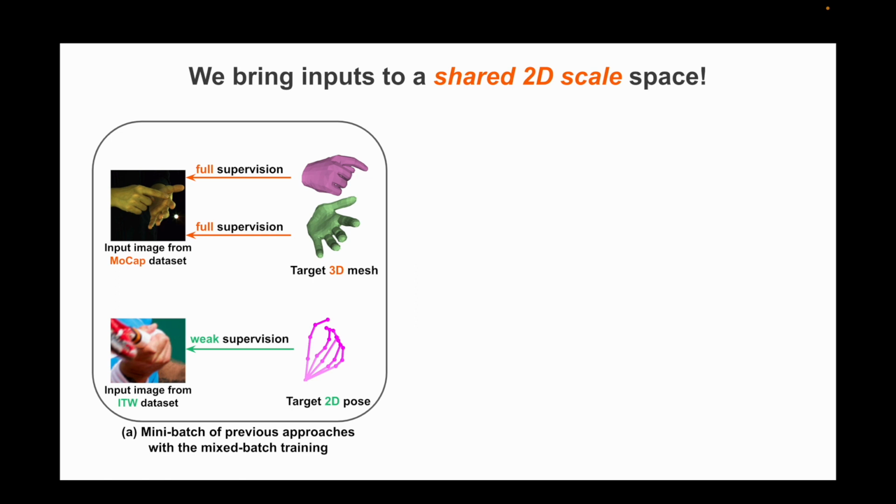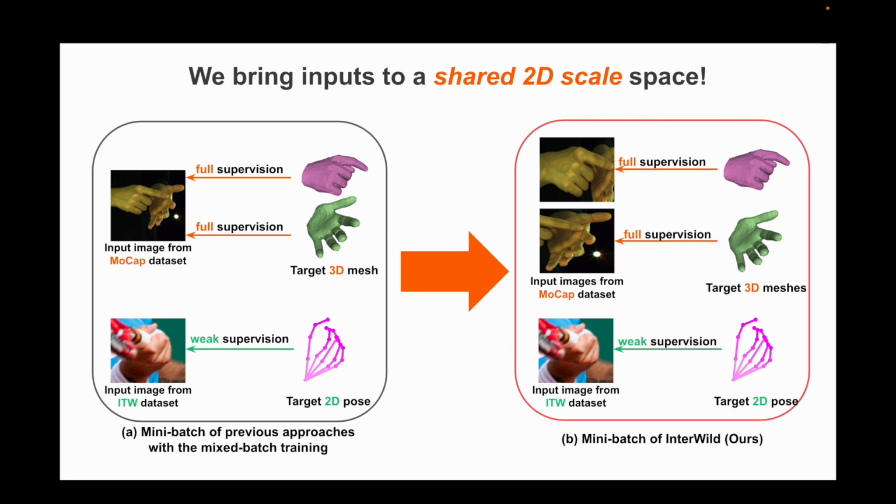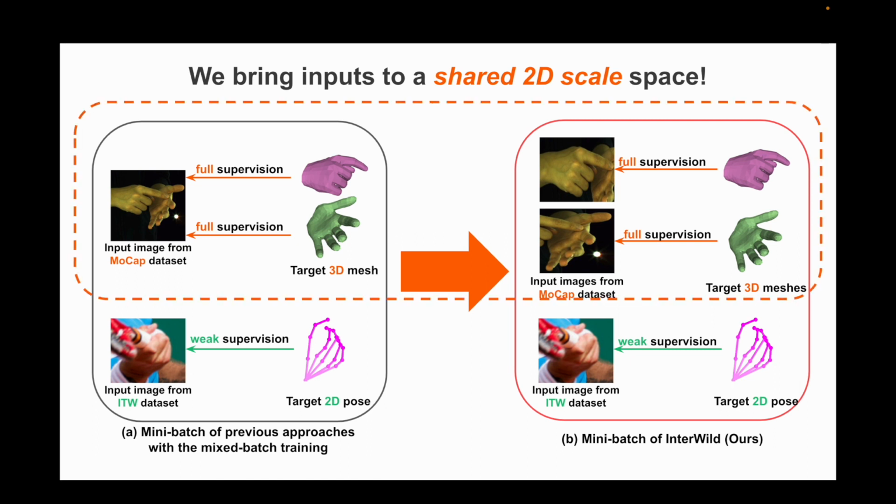Instead, we bring inputs to a shared 2D scale space by designing a regressor to take a single-hand image, regardless of whether they are interacting or not. By normalizing the 2D scale of inputs, our network suffers less from the domain gap between mocap and InterWild datasets.